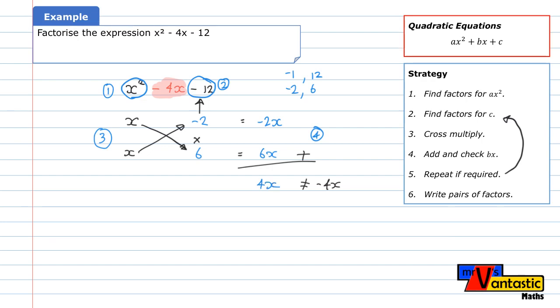Now that's close, but it's positive. We want -4x. So it looks like the numbers are right, we're just going to swap the signs. Instead of -2 and 6, we will try 2 and -6. If we do that, we get the reverse situation. So x times 2 is 2x plus -6x, and that's going to give us -4x, which is what we want.